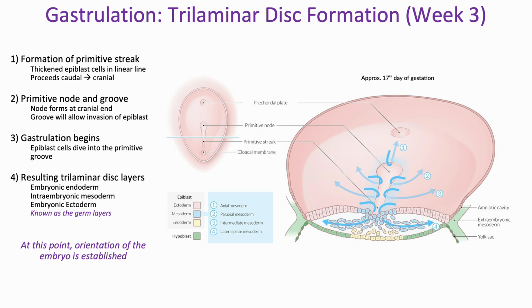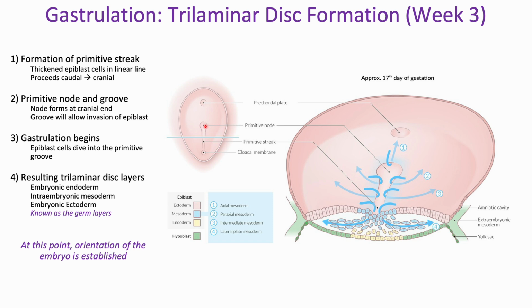So the next step is that we have to undergo transition from the bilaminar disc to the trilaminar disc. This process is referred to as gastrulation. The way this forms is the epiblast layer is going to start to have a streak down the middle of thickened epiblastic cells. This is pretty much a straight line that's forming in the epiblast layer. As it proceeds, it's going to start in the caudal region, which refers to the tail of the human, and it's going to proceed cranially towards the head.